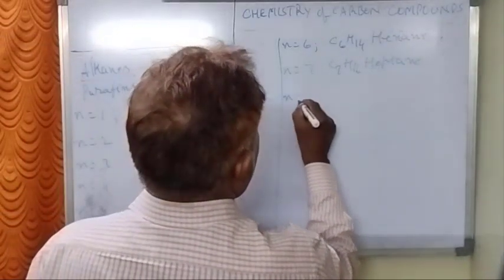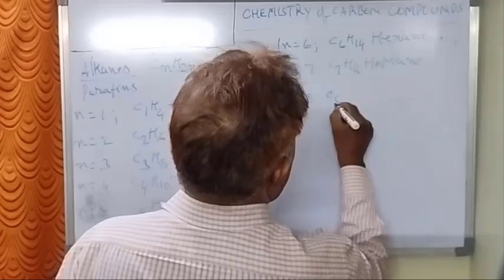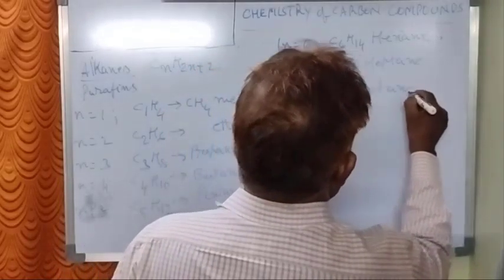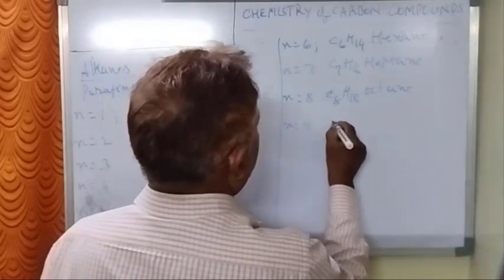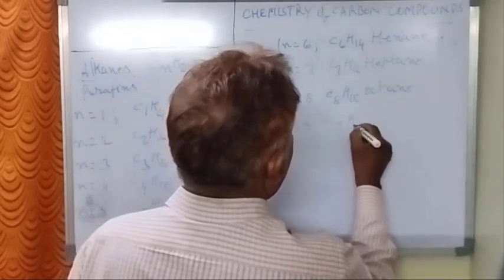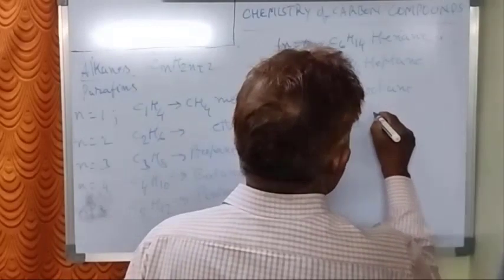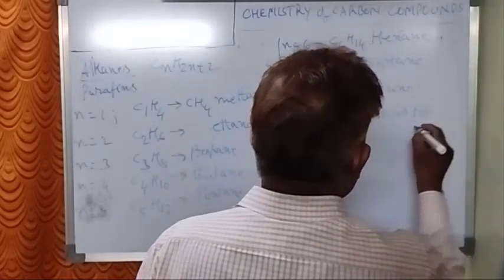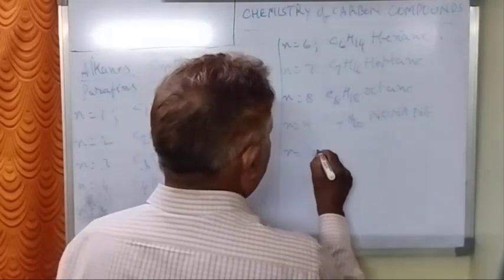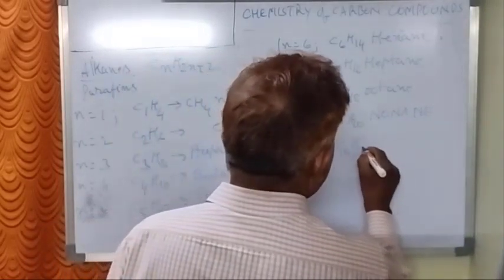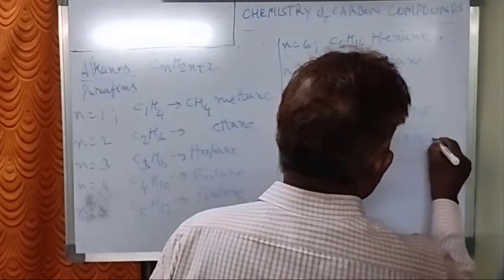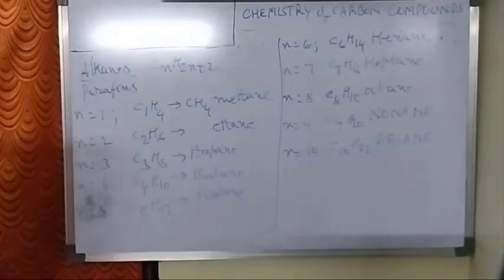n equal to 8, C8H18. This is octane. If n equal to 9, then the compound is C9H20. This is nonane. If n equal to 10, this is C10H22, decane. So these 10 alkanes you learn thoroughly.